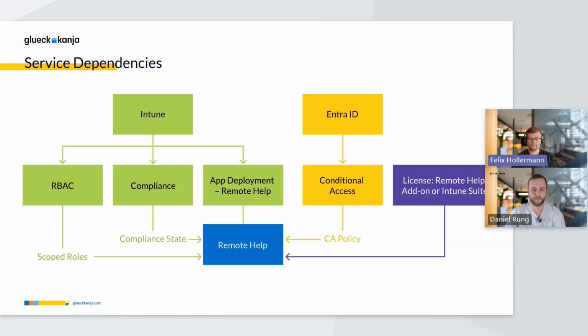Then we have Entra ID with conditional access. We can create our own conditional access policies for remote help so that the supporters need an Entra joined client and need to authenticate with multi-factor authentication. And as an add-on, we need to license it. Currently you must buy an add-on for remote help or use the Intune Suite. Yeah, but there's a change during mid this year. Yeah, that's the reason why we start this webinar series.